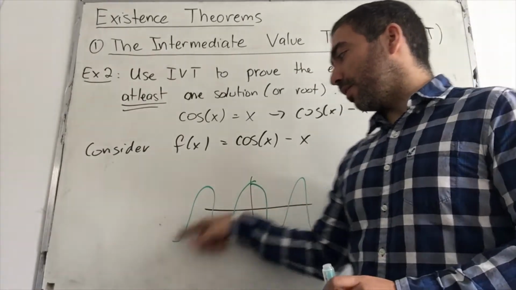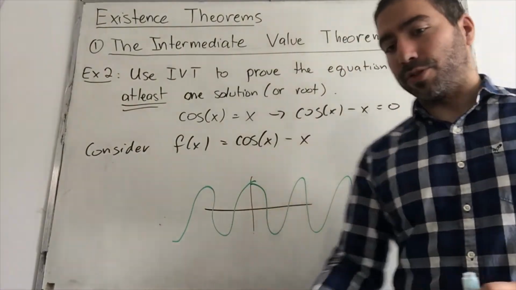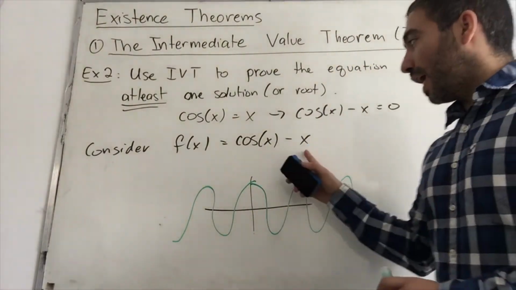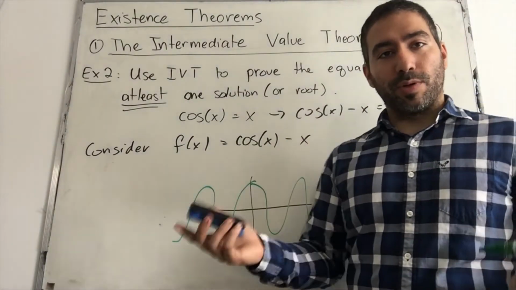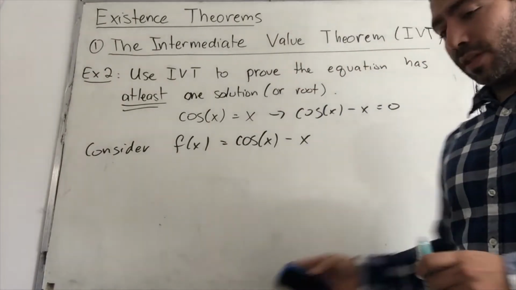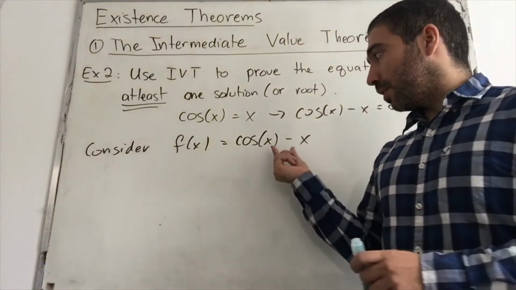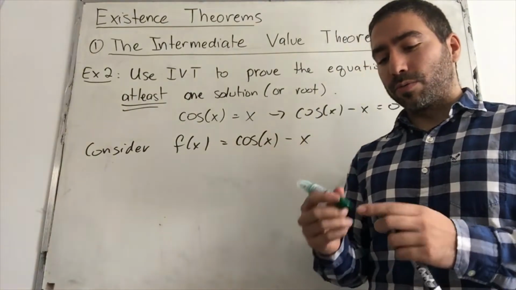Okay, so this continues forever. So we know cos of x is continuous based off its function. We know x is just a polynomial, so essentially it's just a straight line. So we know a straight line is continuous. And the statement we have to use here is the difference between two continuous functions is again continuous. Okay, so that's what we're using here.